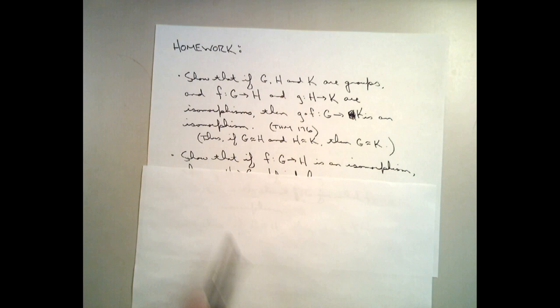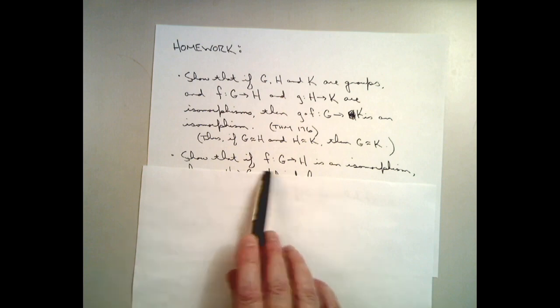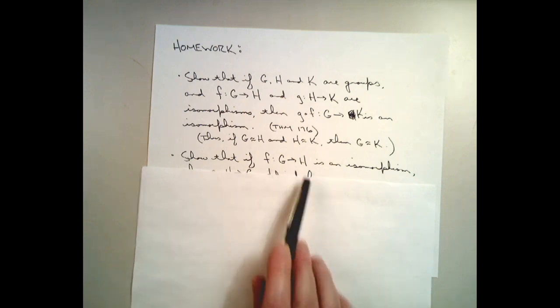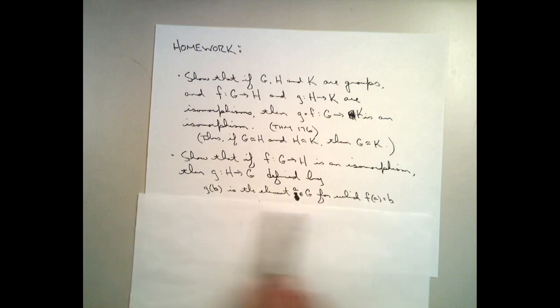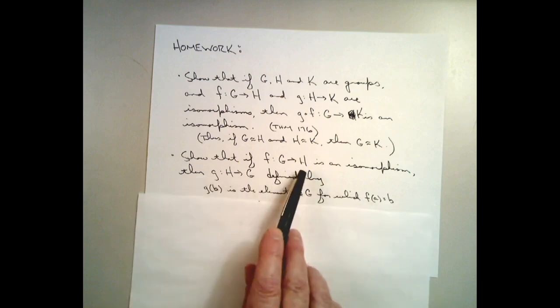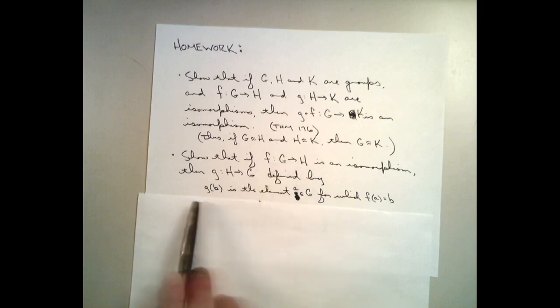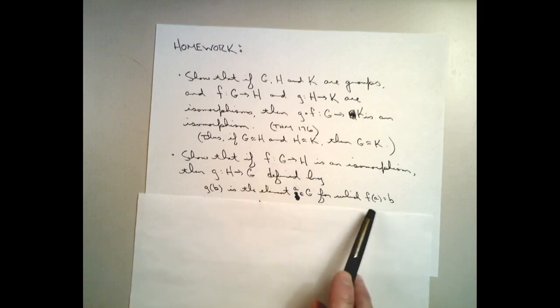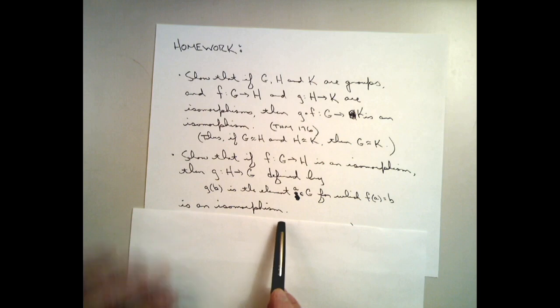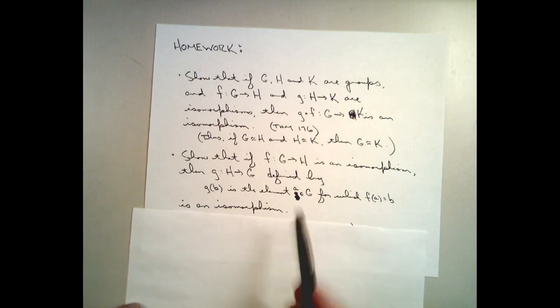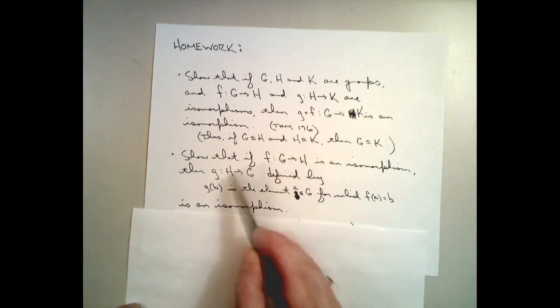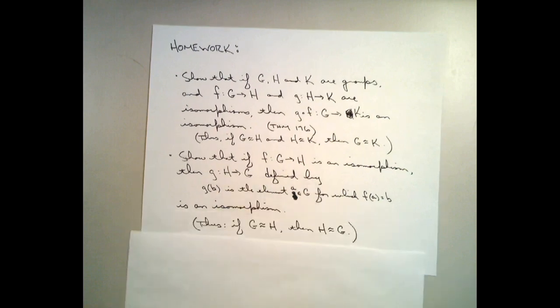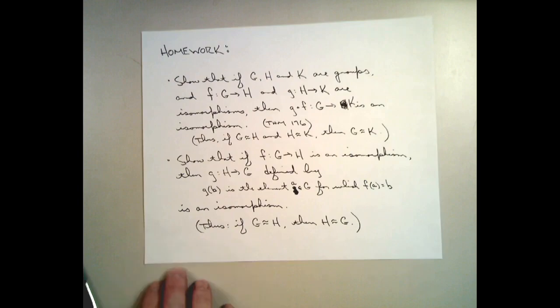I'd also like you to show that if I've got an isomorphism between two groups, then the inverse function, the one that undoes what F does, defined in this way, also turns out to be an isomorphism. So a consequence of that would be that if G is isomorphic to H, then H is isomorphic to G. If you'll do those two things for homework, I'll do them as well, and we'll compare answers the next time we're together.